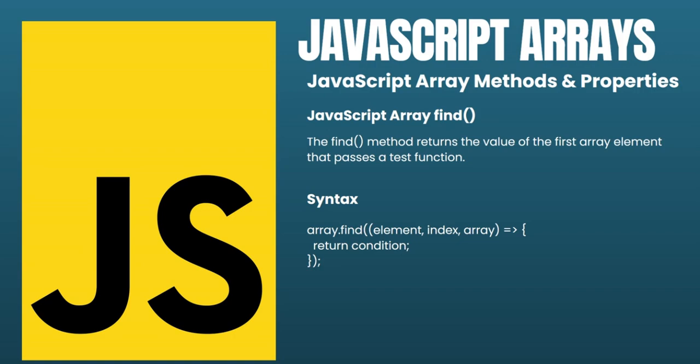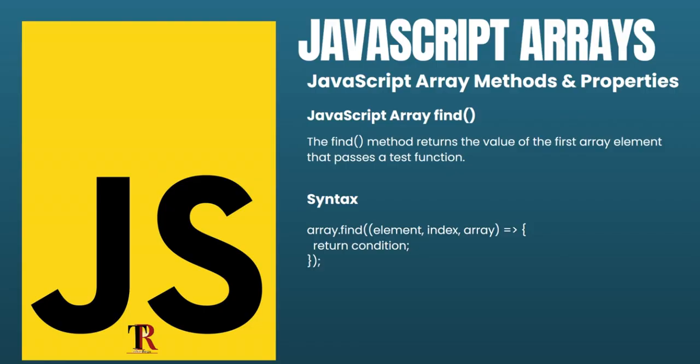In this lesson, we're talking about the array find method in JavaScript. In the last lesson, we were able to show how the includes method works by finding the specified elements from your array. But in this lesson, it's going to be another method of working with arrays in JavaScript, which is called the find method. The find method returns the value of the first array element that passes a test function.